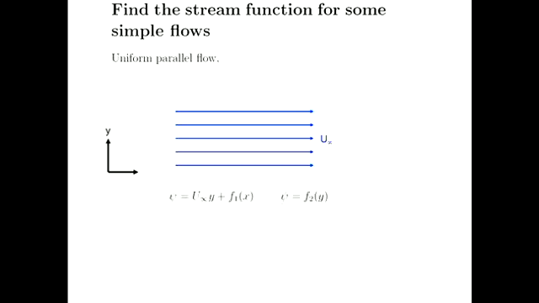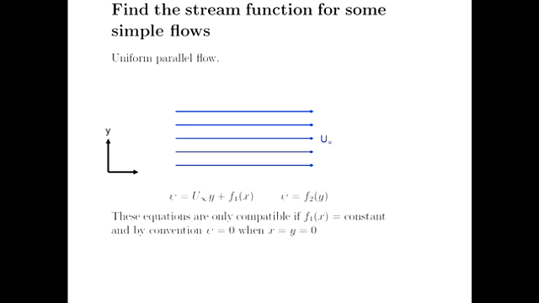And by comparing those two equations, you can see that they're only compatible if f2, which is that function of y, is equal to U infinity y, and f1 is just a constant of integration, okay? And by definition, for most flow fields, we say that the stream function psi is equal to 0 when x and y are equal to 0. So you can see in this case that constant of integration is just 0, all right?